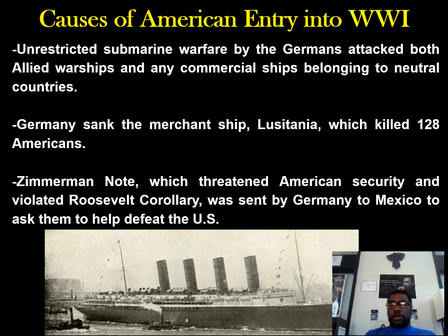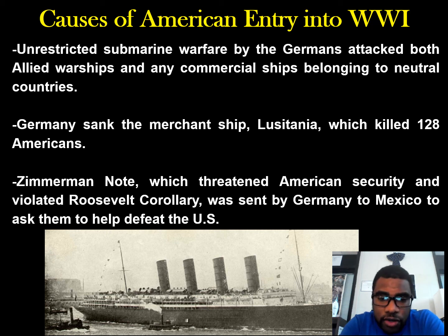Causes of the entry into World War One. Unrestricted submarine warfare by Germany attacked both Allied warships and any commercial ships belonging to neutral countries. Germany sank the merchant ship Lusitania, which killed 128 Americans.